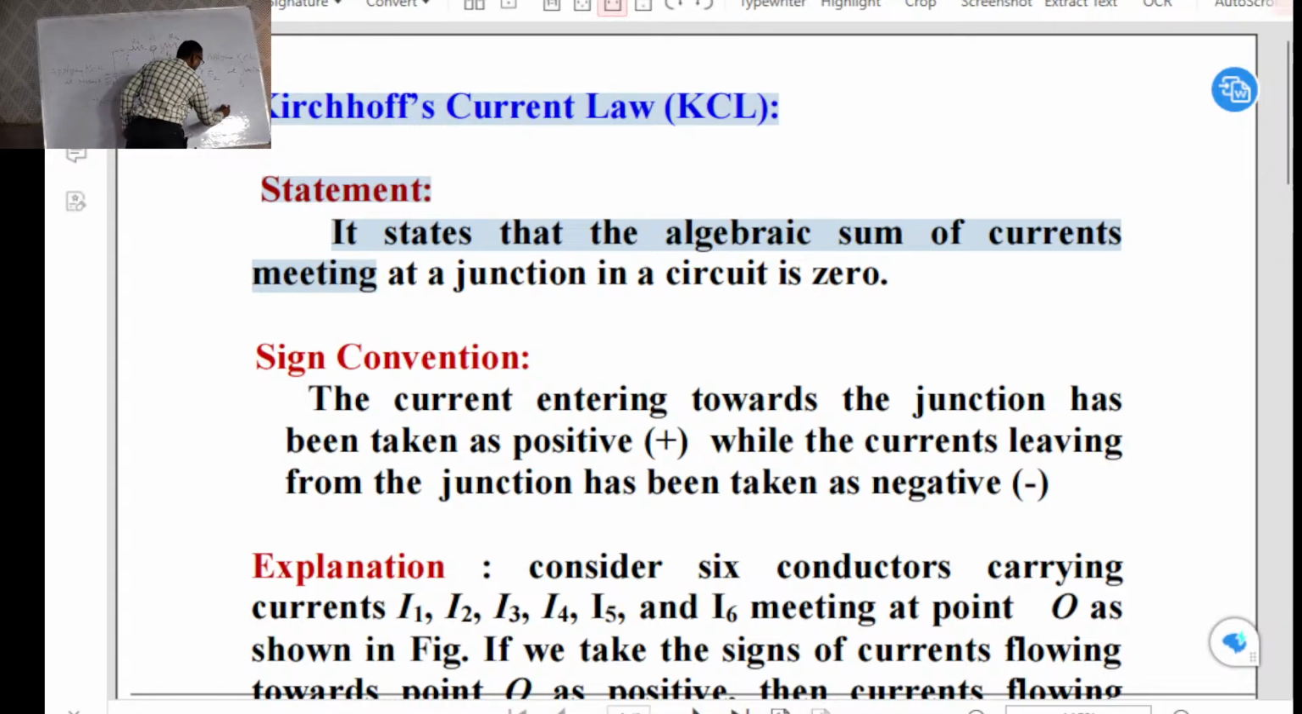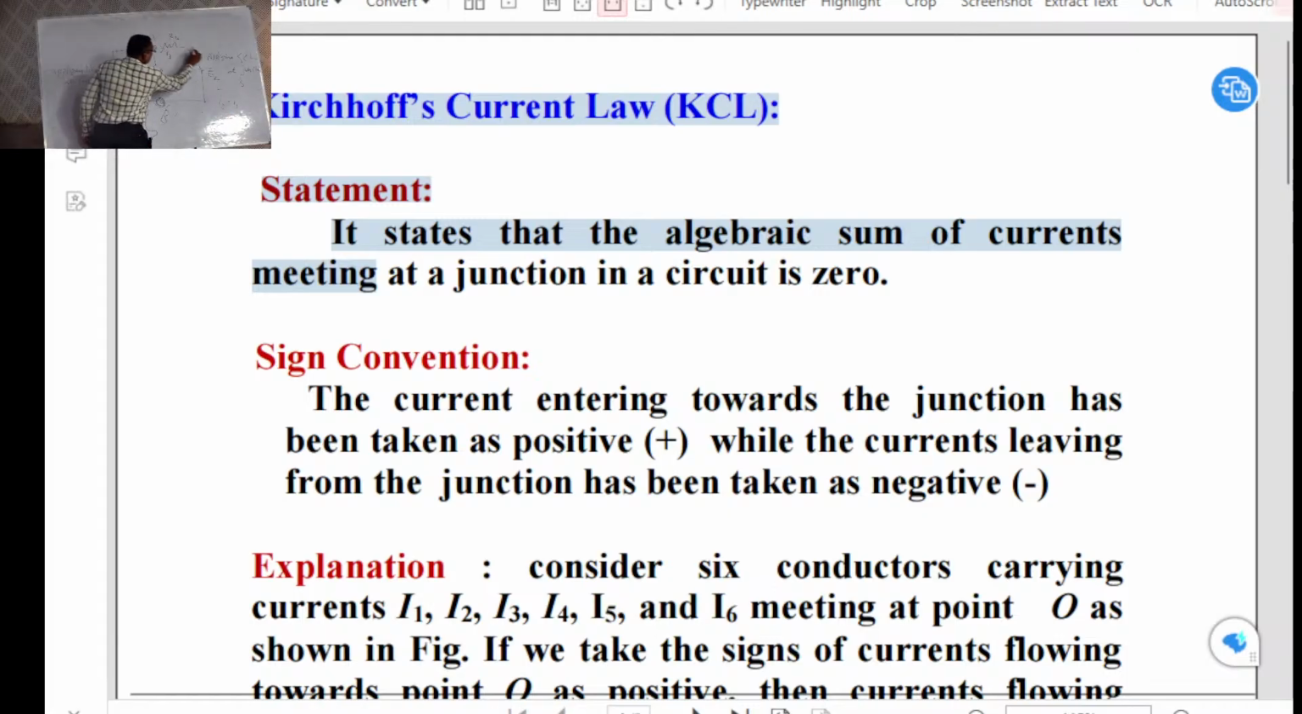Can I say this is a branch current? This is I1. This is a branch current, and I1 will flow. What is the answer? It is away from B. Minus I1.